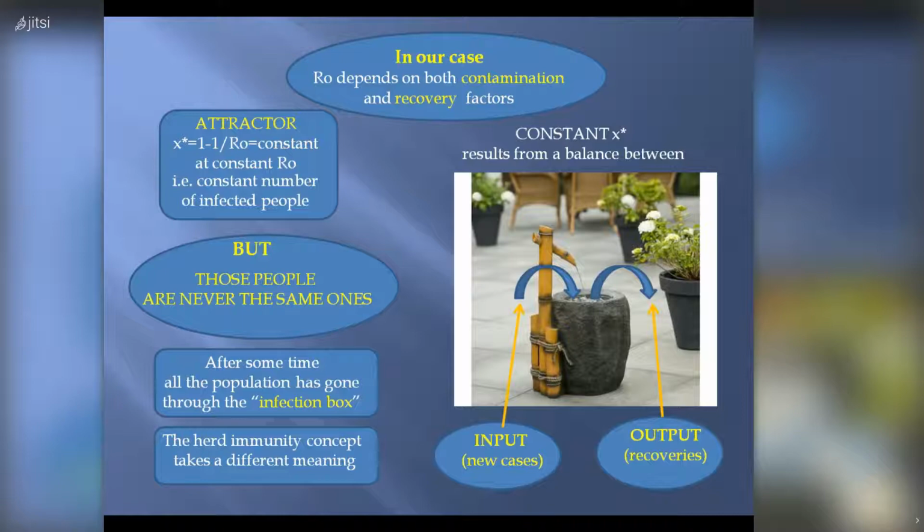So it's not a threshold. Actually, it's not a threshold. They travel through the infection box. And the flux of people through this infection box is a good indicator to manage the occupancy of hospital beds, as we shall see in a moment.